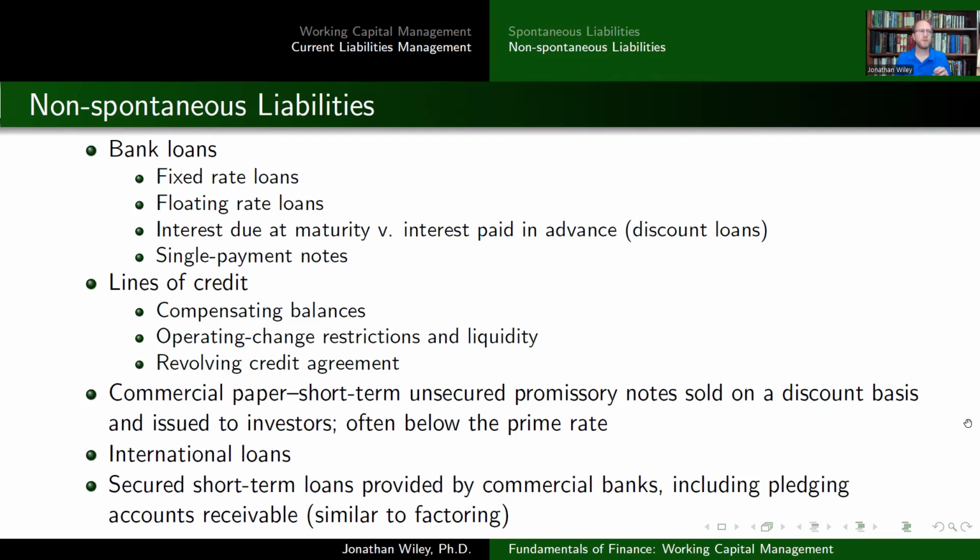But what's the difference between these non-spontaneous liabilities and the spontaneous liabilities is that for the non-spontaneous liabilities, there's somebody somewhere who has to make the decision to loan you the money, right? In the case of a bank, some loan officer or officers somewhere are making a decision. Same thing for lines of credit. Commercial paper, investors somewhere are making a decision to loan money. So commercial banks, international institutions, whatever. Basically, there's always somebody that has to sign on the proverbial dotted line to actually loan you the money.